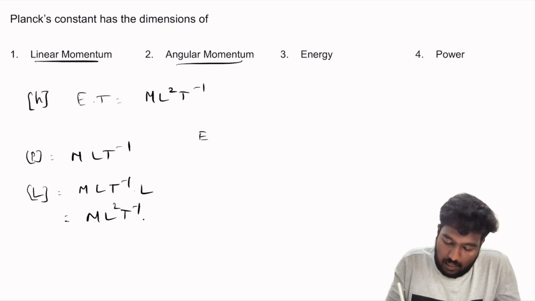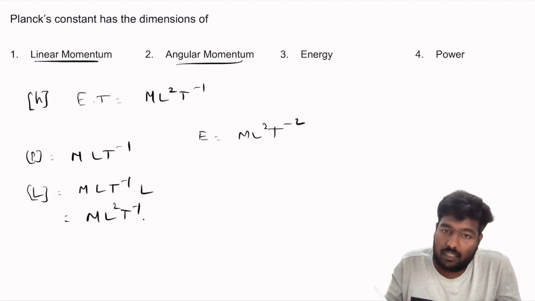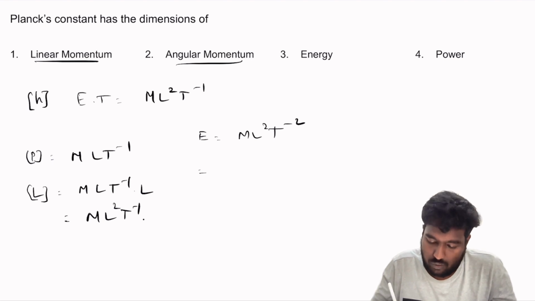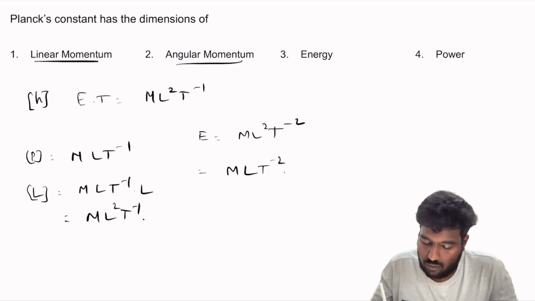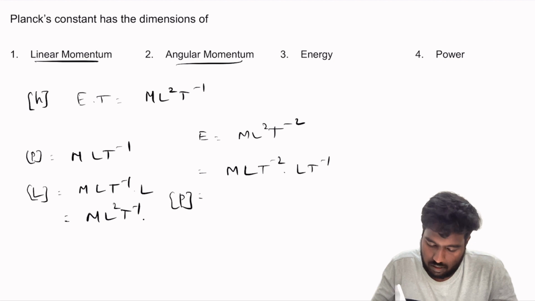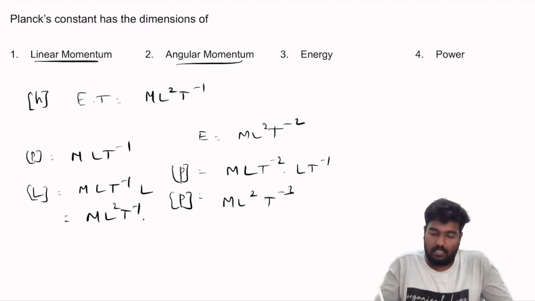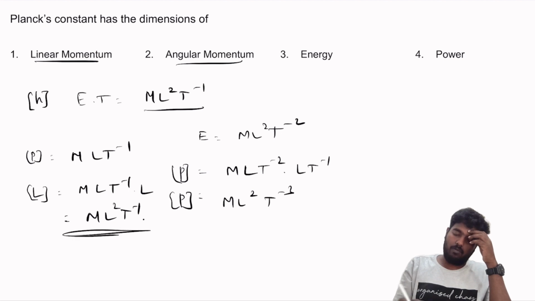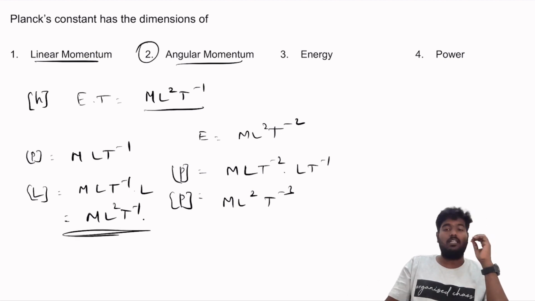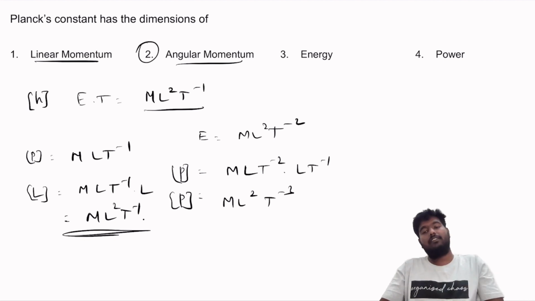Energy is ML square T power minus 2. Power is force into velocity. So ML T power minus 2 into L T power minus 1, which is ML square T power minus 3. So the Planck constant dimension is ML square T power minus 1, out of which the angular momentum has the same dimension as Planck constant. So different parameters can have the same dimensions.